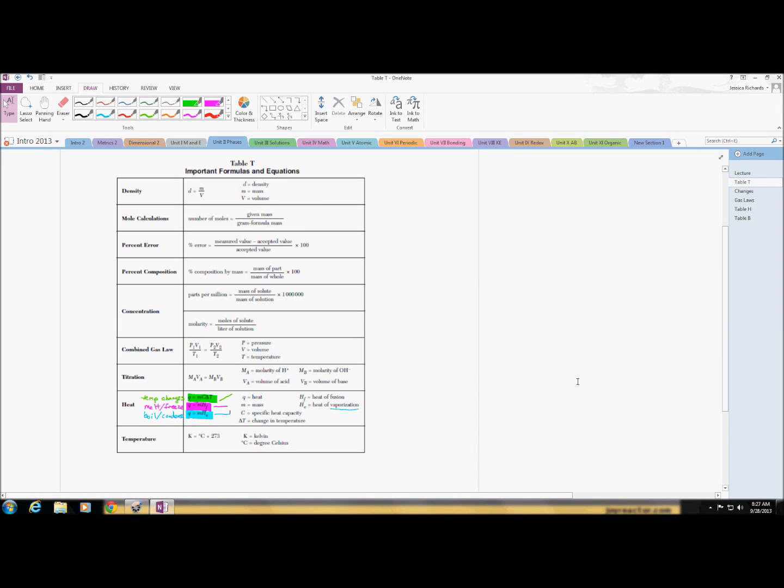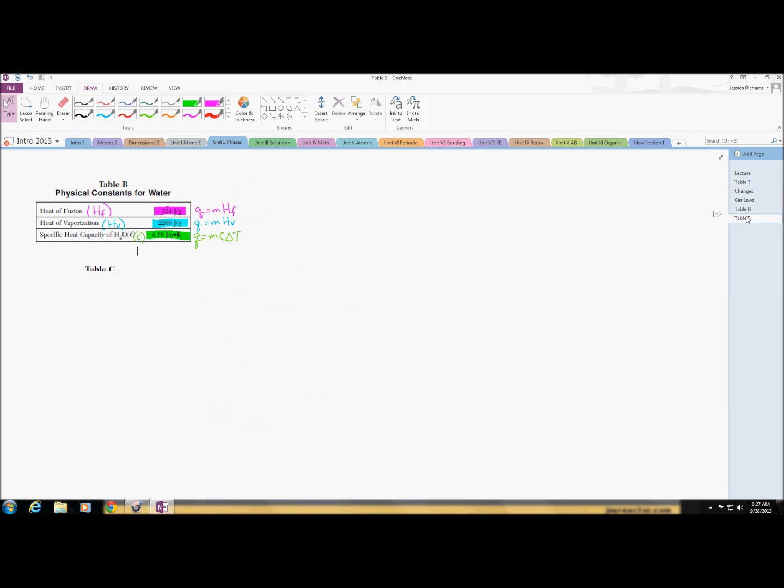I want you to flip to the front of your reference table and find reference table B. Over here on reference table B, they have the physical constants for water, and there are 3 different ones listed here. Heat of fusion is going to be shorthanded H sub F. That's the amount of heat that it takes to melt 1 gram of solid water into liquid water, or the amount of heat that needs to be released to freeze 1 gram of liquid water into solid water. And it's 334 joules per gram.